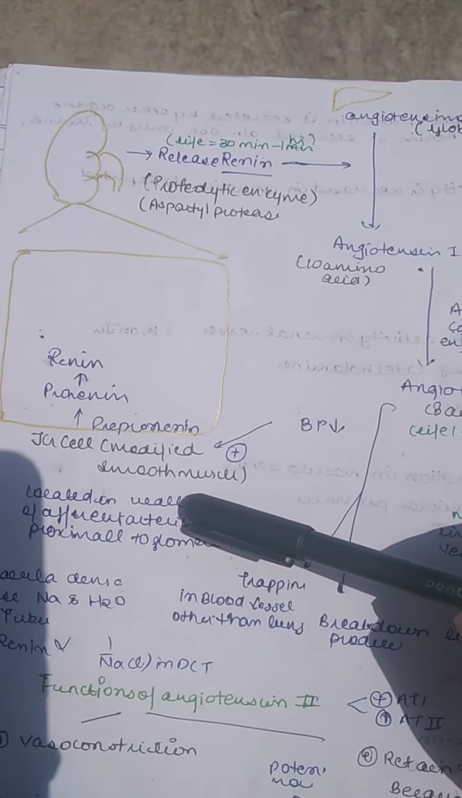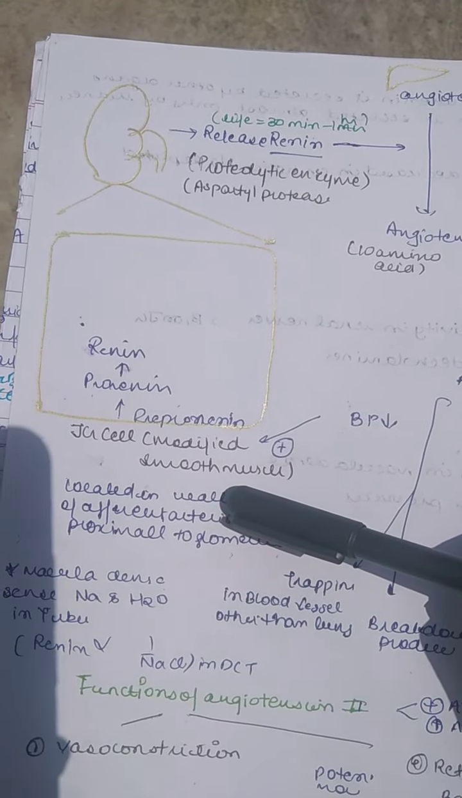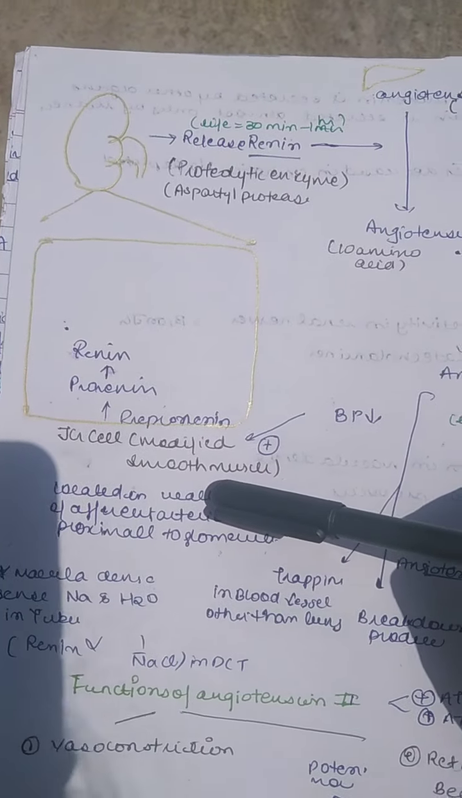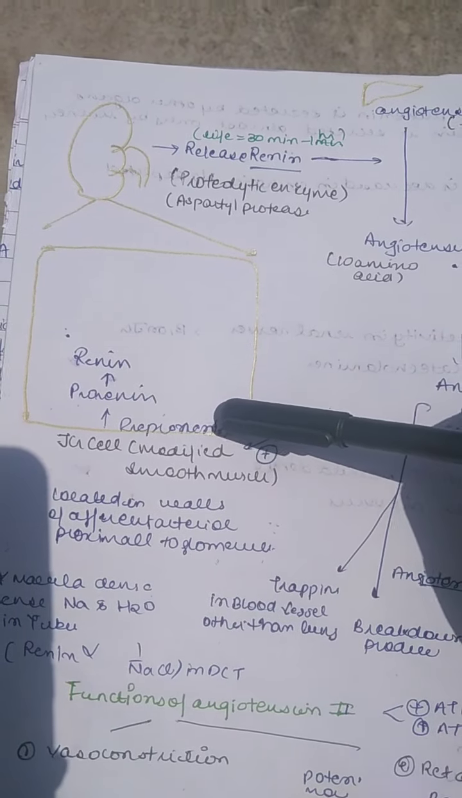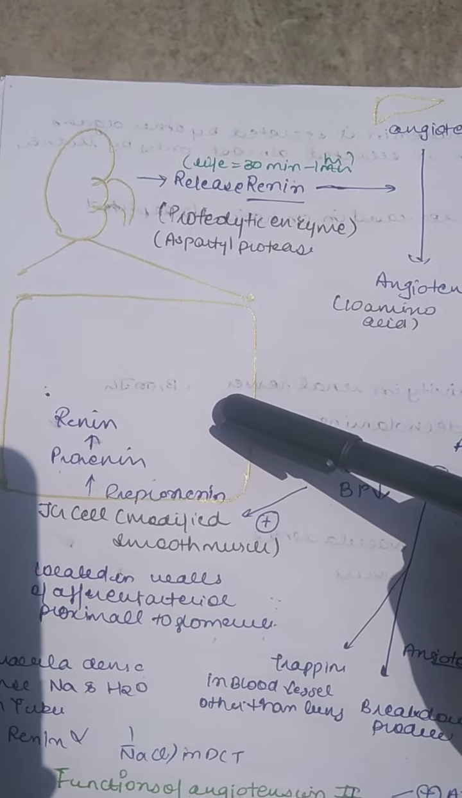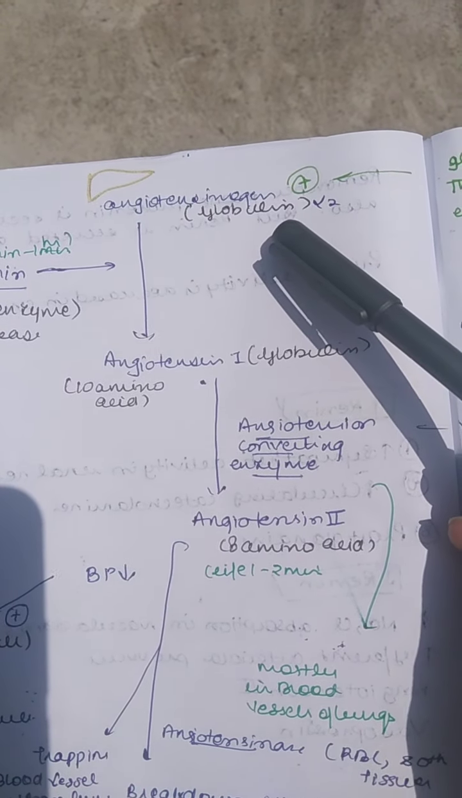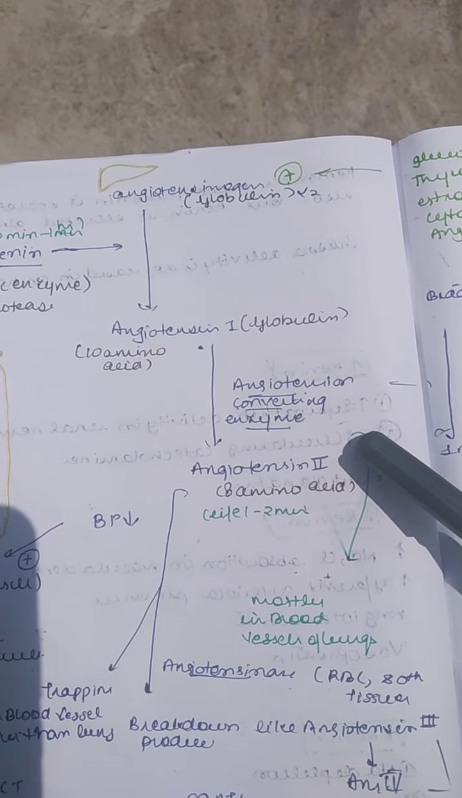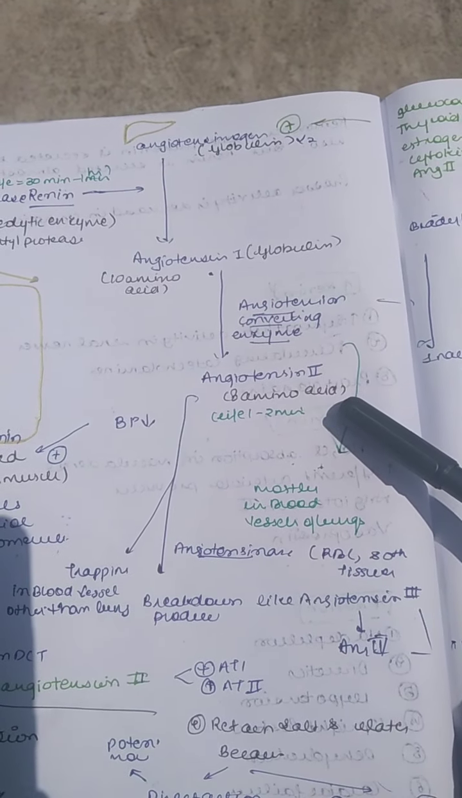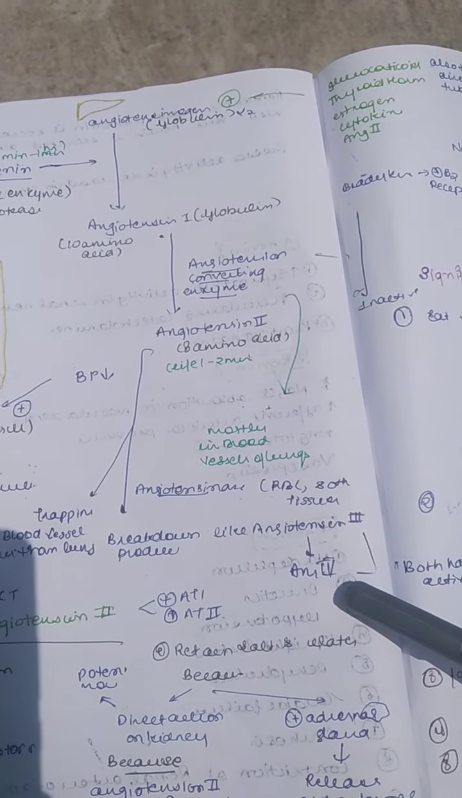So the cells: there are JG cells in the kidney that secrete pre-prorenin. Pre-prorenin is converted into prorenin. Prorenin is converted into renin. This renin acts on the angiotensinogen that is secreted by the liver to convert it into angiotensin 1. Angiotensin 1 is converted by angiotensin converting enzyme into angiotensin 2, and angiotensin 2 is converted by angiotensinase into angiotensin 3, which further gets degraded into angiotensin 4.